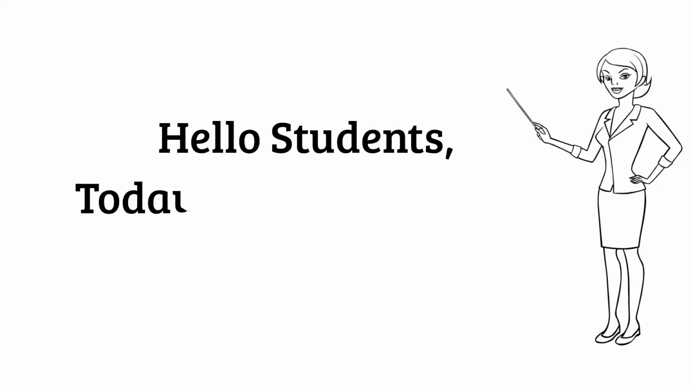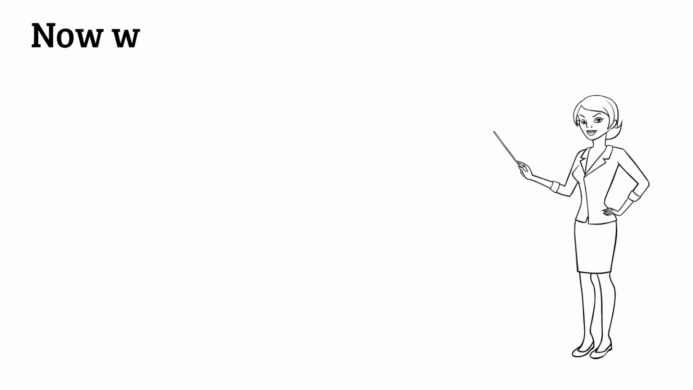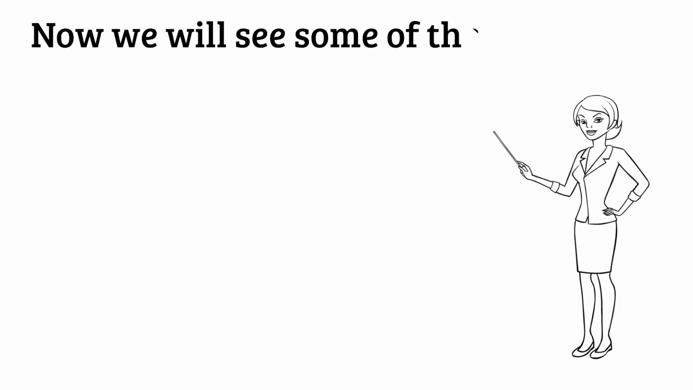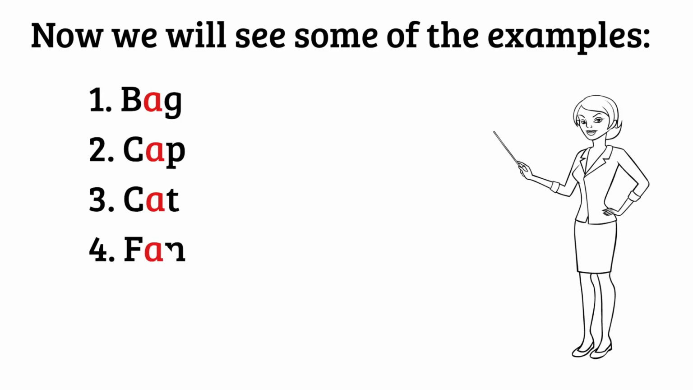Hello students, today we will learn the sound of A as in cat. Now we will see some of the examples. B, A, G, bag. K, A, P, cap. K, A, T, cat. F, A, N, fan.